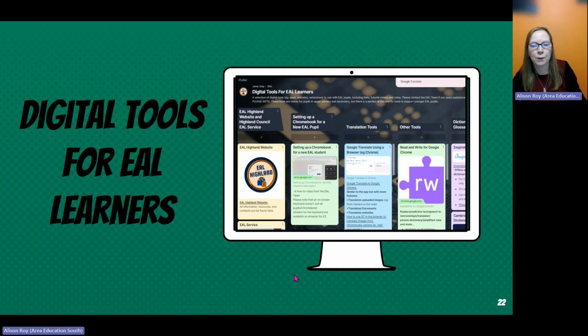Okay, I hope that was helpful, to have a bit of time to spend looking at these tools and getting an idea of how they would work for the students you work with. If you have any queries about any of the tools, please get in touch.